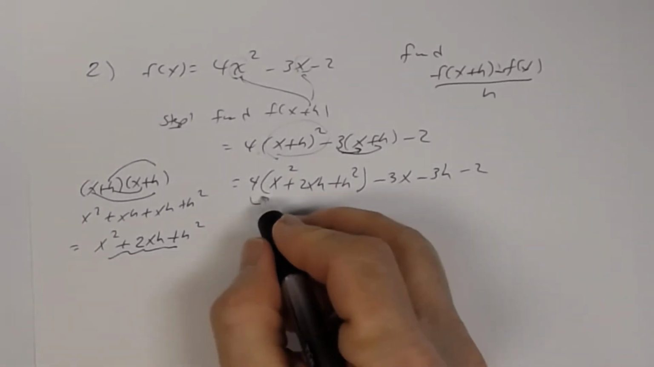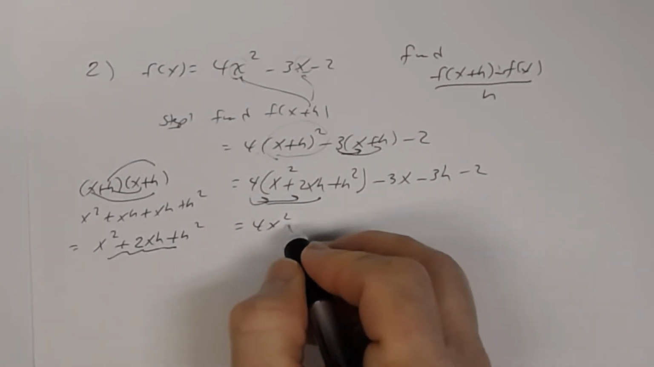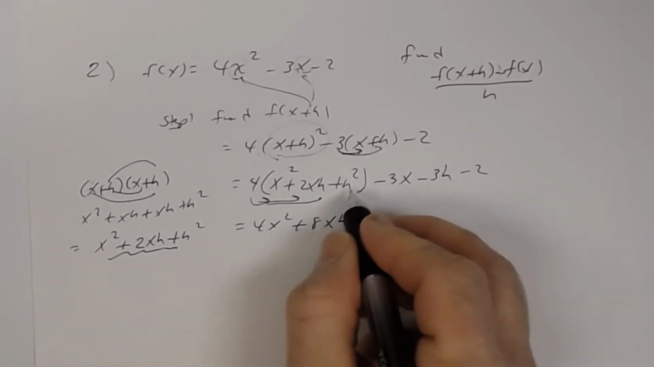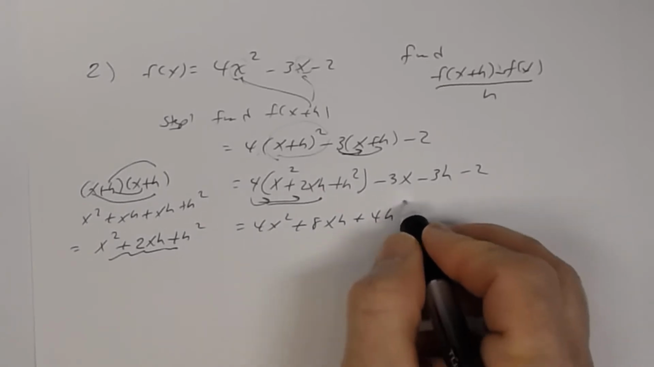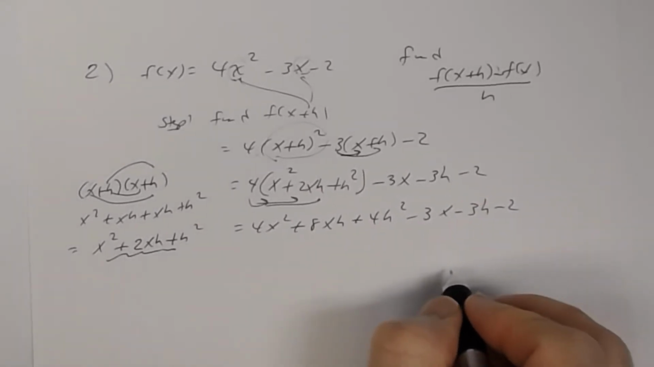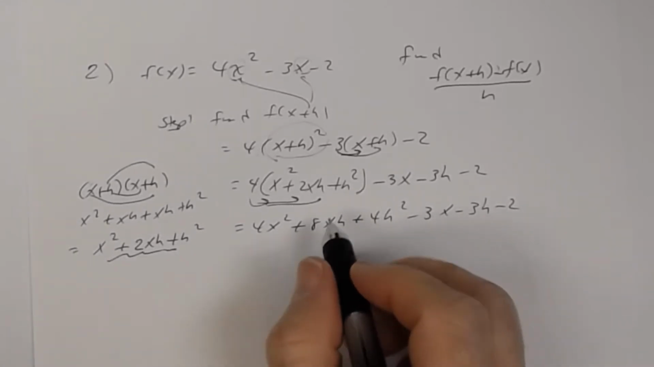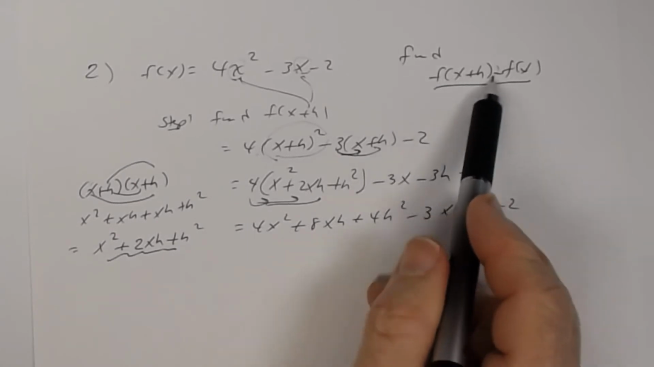Now let's go ahead and distribute the 4. When I do that, I get 4x squared. 4 times 2xh is 8xh. 4 times h squared is 4h squared. Minus 3x, minus 3h, minus 2. All right. Now nothing here can be combined. All right. So all I found now was step 1, this right here.